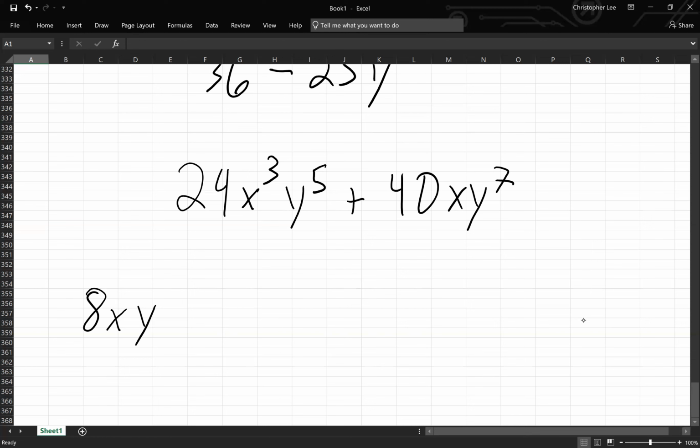Remember, you always take the exponent with the smallest power. In this case, it's y to the 5th. All right? So it's like you're dividing by 8xy. What do we get left? Y to the 5th and y to the 5th. What do I have left?